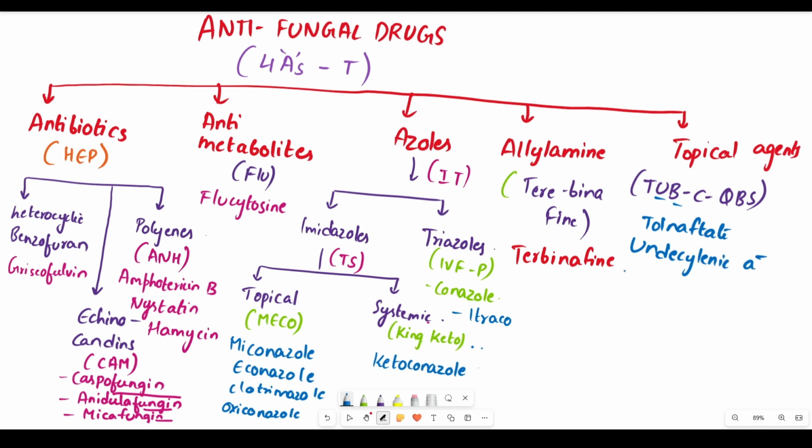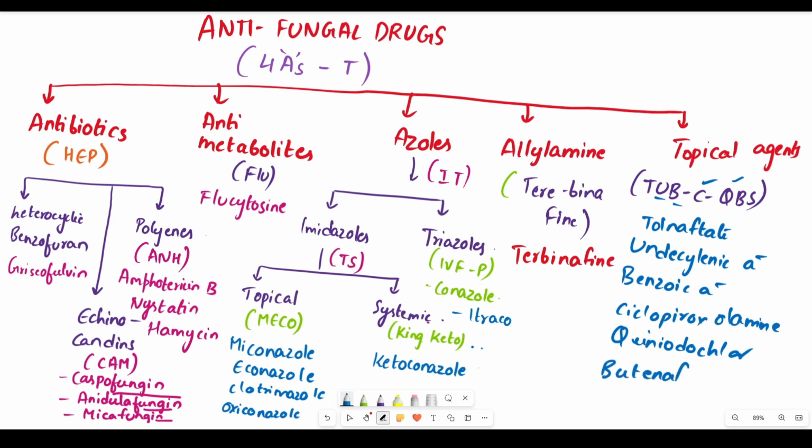B means it is benzoic acid. C means it is ciclopirox olamine. Q means it is quinidochlor. B means it is butenafine. Butenafine. S means it is sodium thiosulfate.